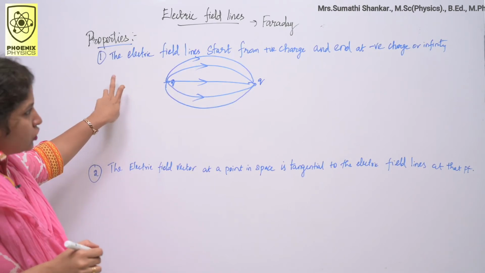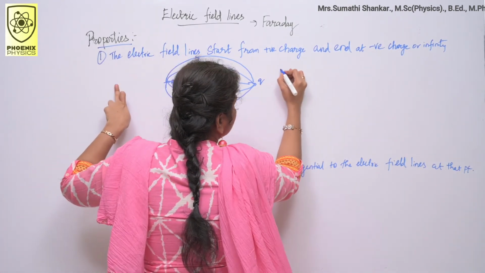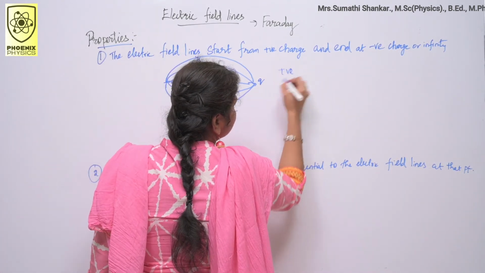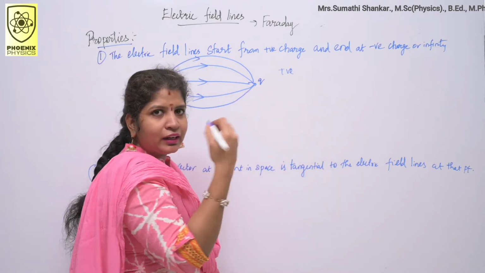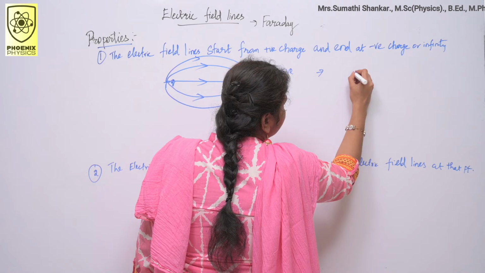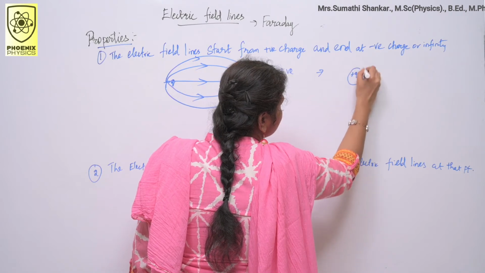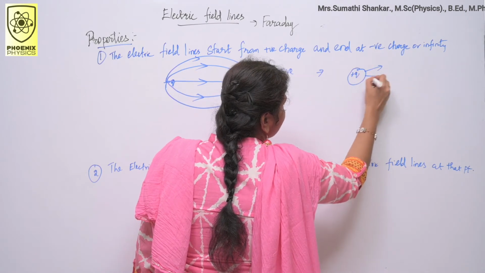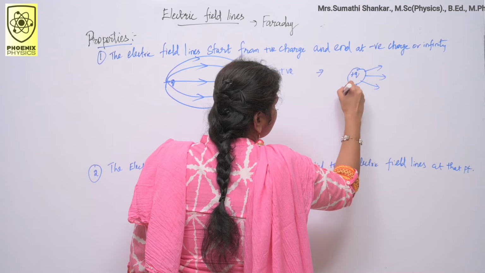Second one, suppose for a point charge, for a positive point charge, how do you mark the electric field lines? E points radially outward like this. This is my positive charge, so E points radially outward.